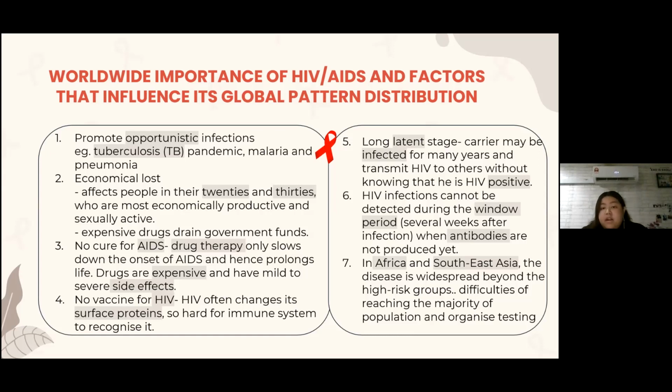Number 5, the long latent stage. The carrier may be infected for many years and transmit HIV to others without knowing that he is HIV positive. Number 6, the HIV infection cannot be detected during the window period, which is the several weeks after the infection when the antibodies are not produced yet. So number 7, in Africa and Southeast Asia, the disease is widespread beyond the high-risk groups. This is because of the difficulties of reaching the majority of the population and organized testing. I'll pass it on to Sarah.